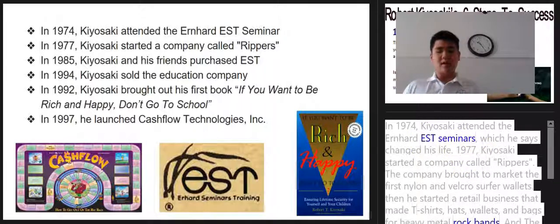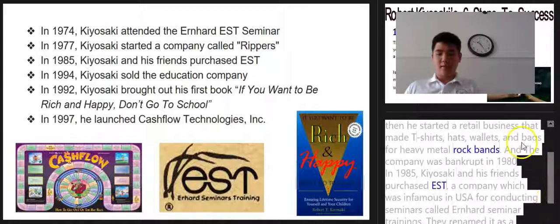In 1977, Kiyosaki started a company called Ripples. The company itself sold leather wallets and belts. Then the company brought to market the first nylon and Velcro surfer wallet. Then he started a retail business that made t-shirts, hats, and bags. And the company went bankrupt in 1980.